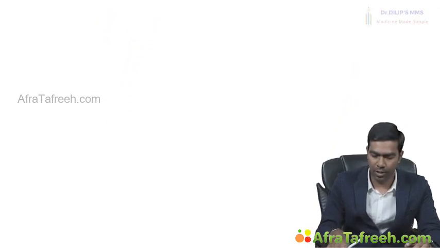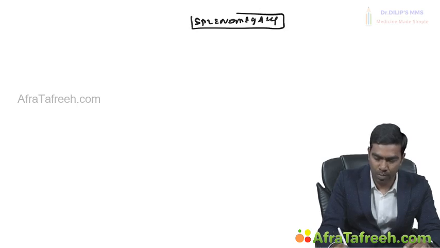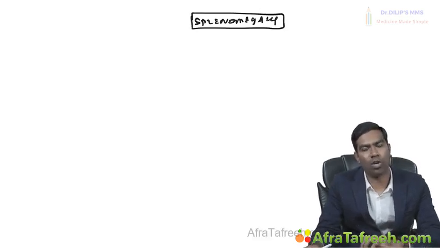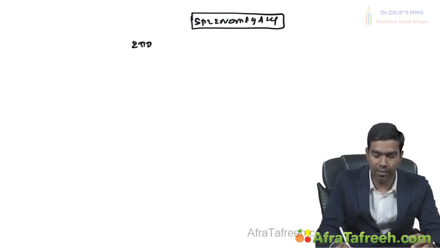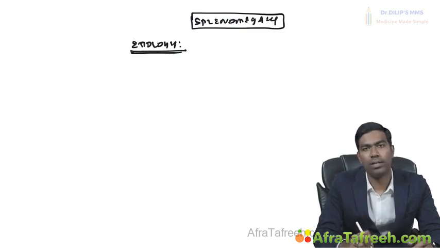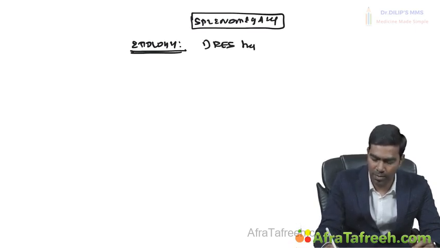Now let us move on to splenomegaly. It's a very important topic. We'll finish, along with that, the architecture of the spleen. So what do you mean by splenomegaly? As we discussed in lymphadenopathy, we will first look at the etiology of splenomegaly. So what are the etiologies? Number one, it can be due to reticuloendothelial system hyperplasia.